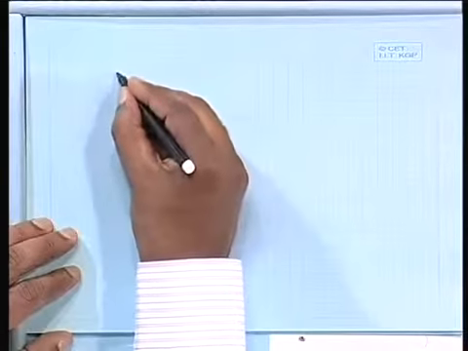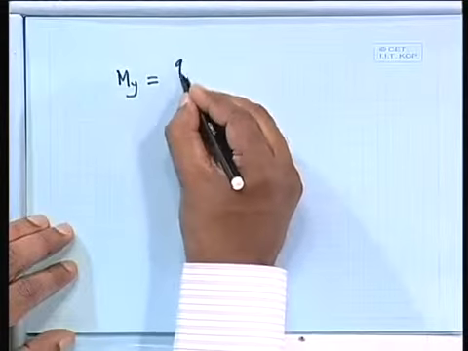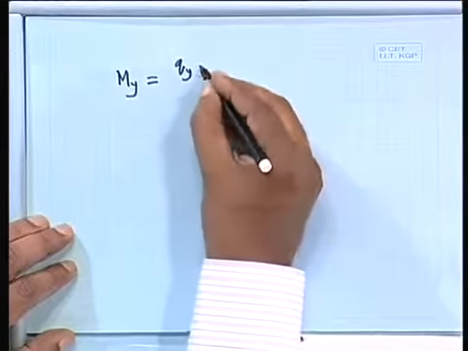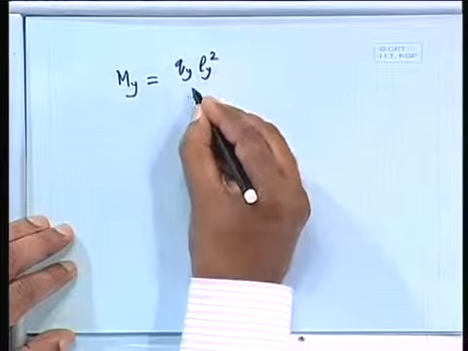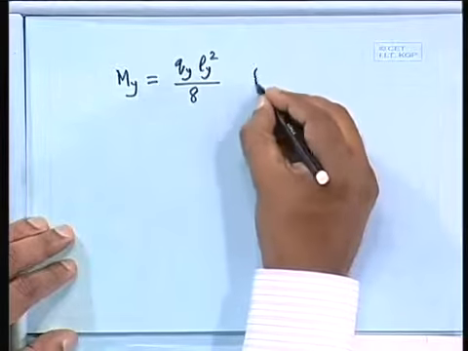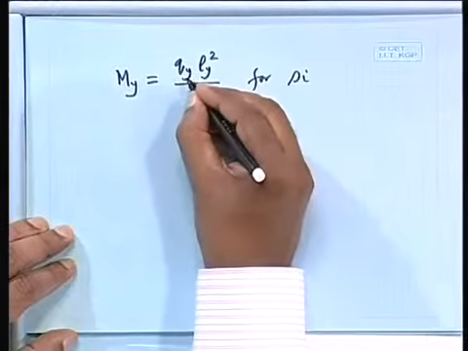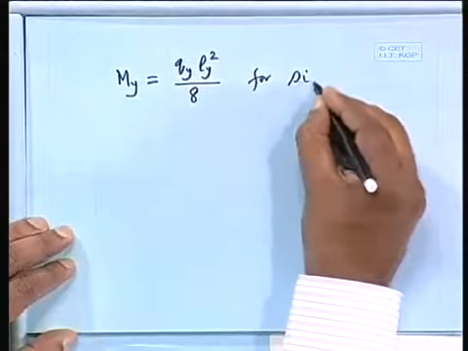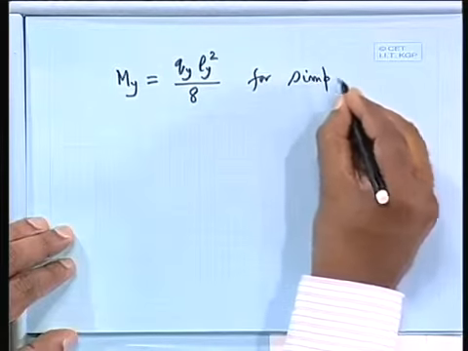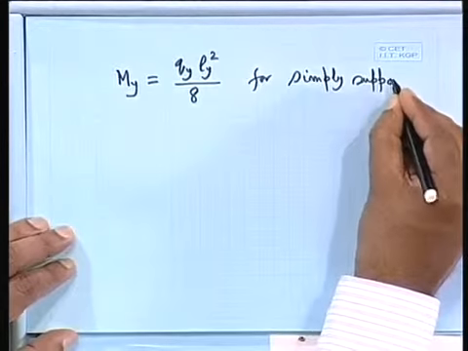So we can write down here My will be equal to qy Ly square by 8, that is for the simply supported case. For the simply supported case we are getting this much. The qy is the contribution that we shall get in the y side, for the simply supported case in the longer direction.